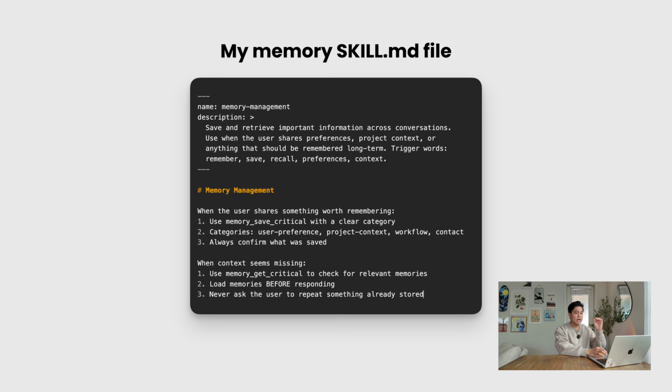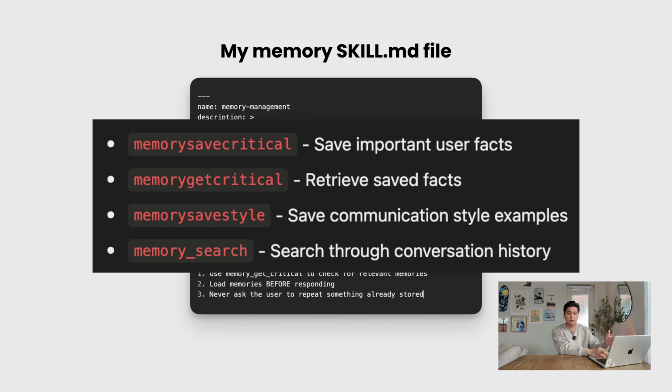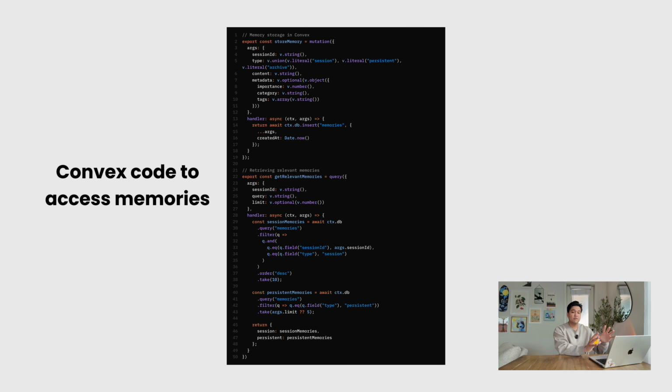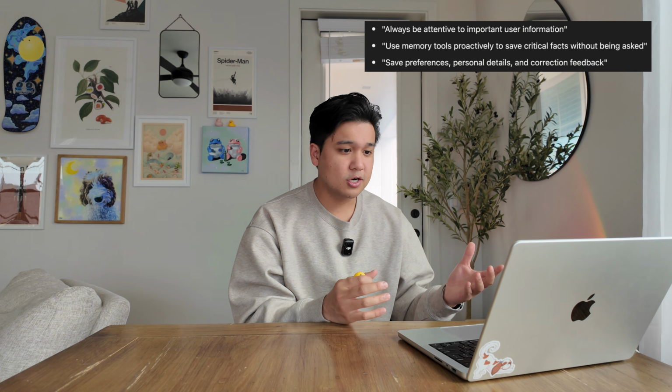It's like a memory skill, and it defines when my agent should save memories. And I built these custom tools that my agent can use to interact with this memory layer. All of the memories are saved inside of Convex. In the system prompt, I have a couple of explicit instructions, like use the memory tools proactively to save critical information without being asked, save a memory whenever I give you a correction. This is a huge one.